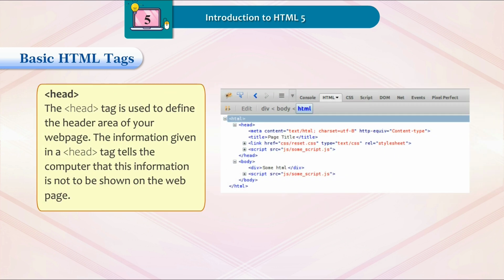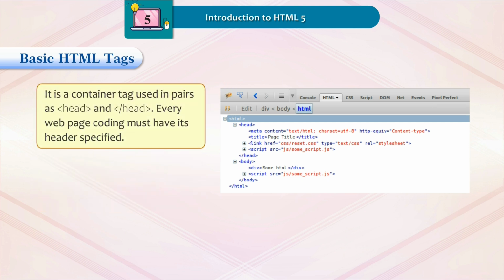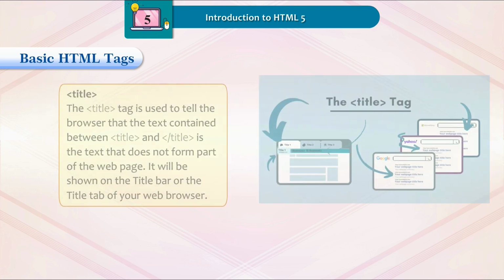Head. The head tag is used to define the header area of your web page. The information given in a head tag tells the computer that this information is not to be shown on the web page. It is a container tag used in pairs as head and /head. Every web page coding must have its header specified.